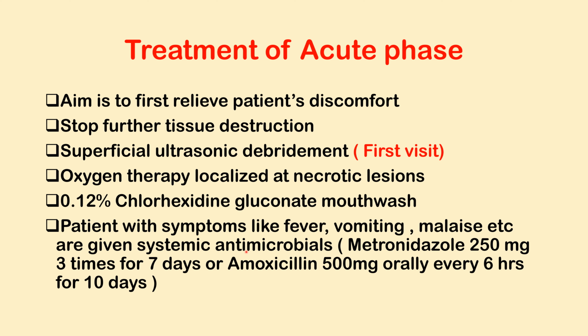The main choice of antimicrobial here is metronidazole 250 mg 3 times for 7 days or amoxicillin 500 mg orally every 6 hours for 10 days. The instructions given to the patient on the first visit include rinsing every 2 hours with a glass full of equal mixture of warm water and 3% hydrogen peroxide, or twice daily with 0.12% chlorhexidine. Patient is asked to take adequate rest, confine toothbrushing to remove the soft debris using an ultra-soft brush and bland dentifrice. Patient is also asked to avoid consumption of alcohol and tobacco products and to report back in 1 to 2 days.